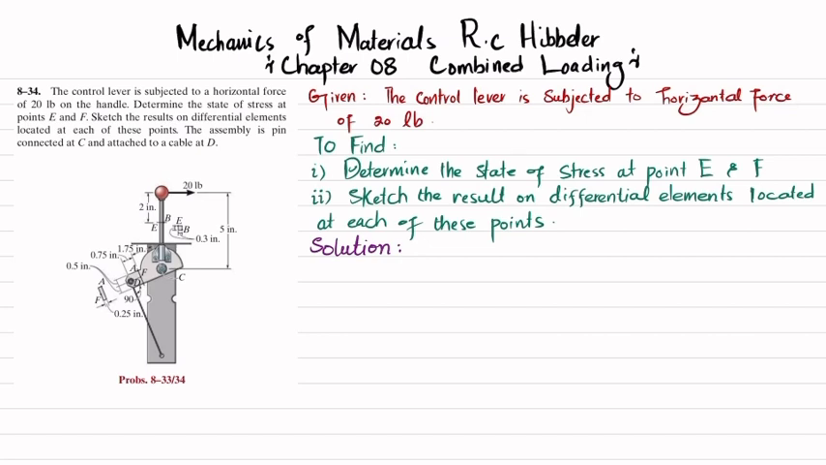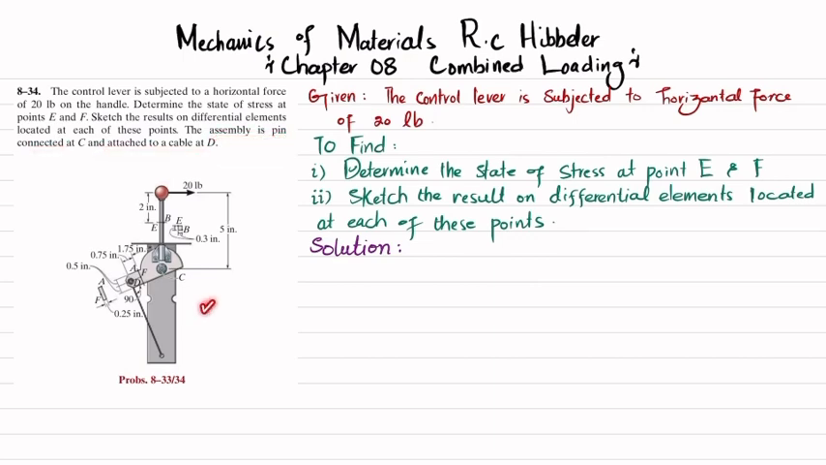Welcome back. Problem 8-34. This problem is taken from Mechanics of Materials by R.C. Hibbeler, chapter 8, combined loading. The statement of the problem is: the control lever is subjected to a horizontal force of 20 pounds on the handle. Determine the state of stress at points E and F. Sketch the results on differential elements located at each of these points. The assembly is pin connected at C and then attached to cable D.